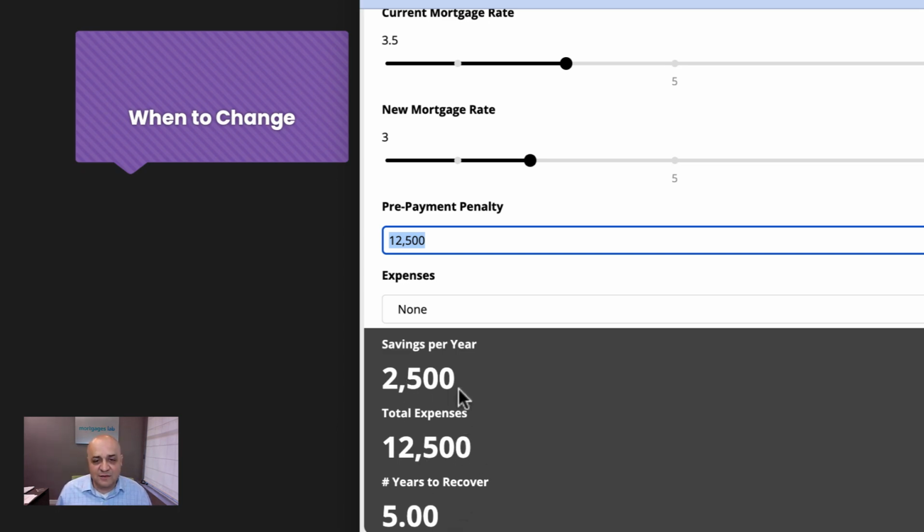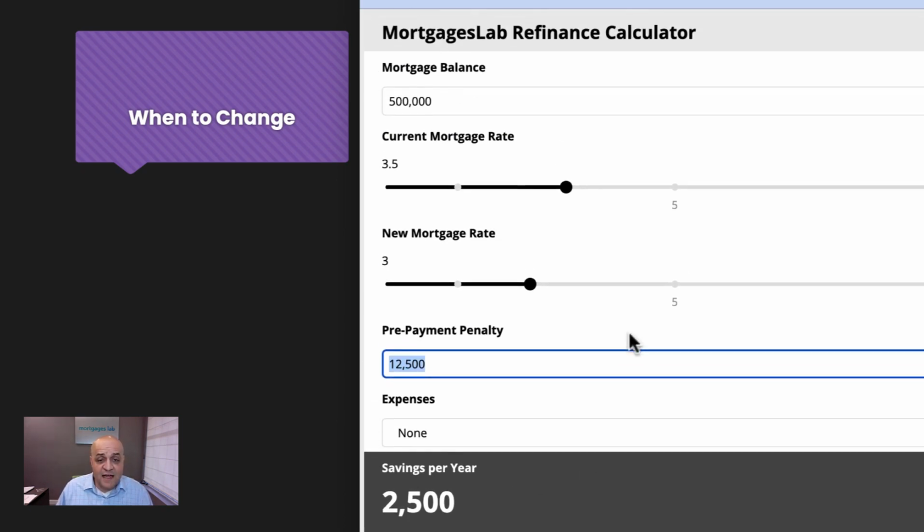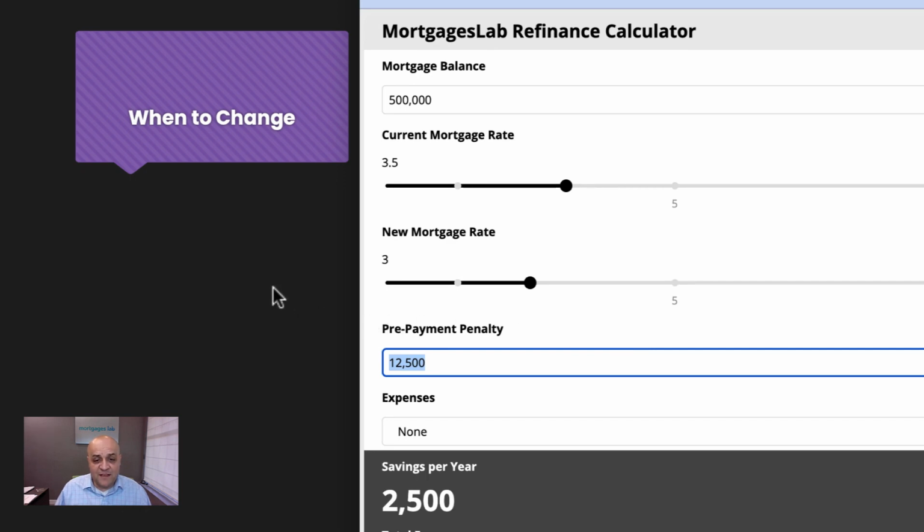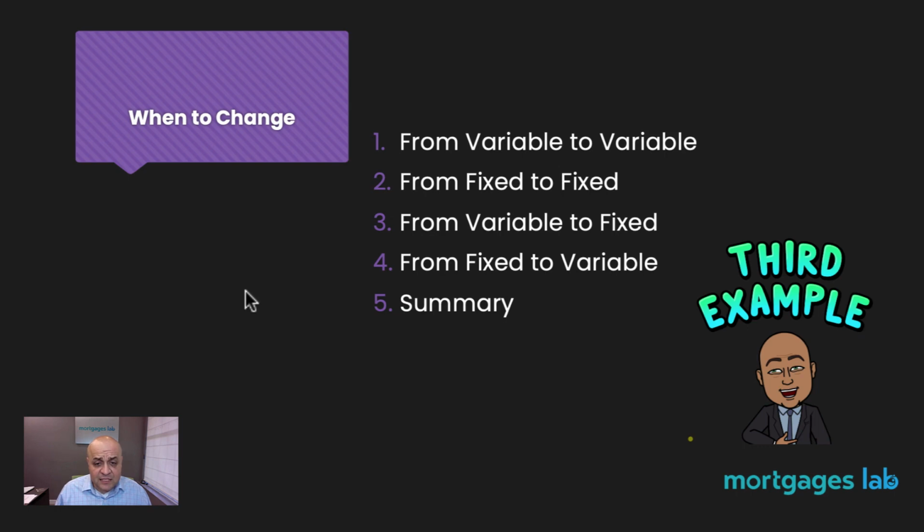I wouldn't do it. I would never do this deal because you're not saving any money. You're taking 5 years only to break even. So it's not worth it. Okay, so this is an example of moving from a fixed rate to another fixed rate. Of course, these are just examples, and we will have to do the exact numbers for your particular situation. Let's go to the next example.